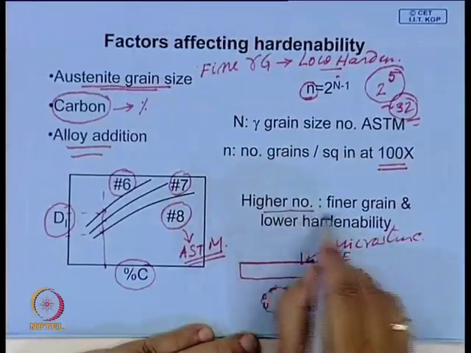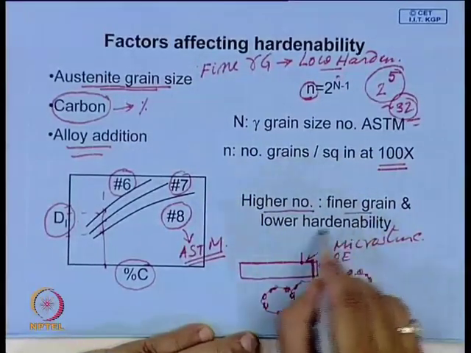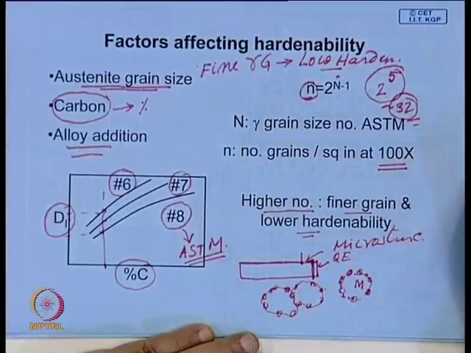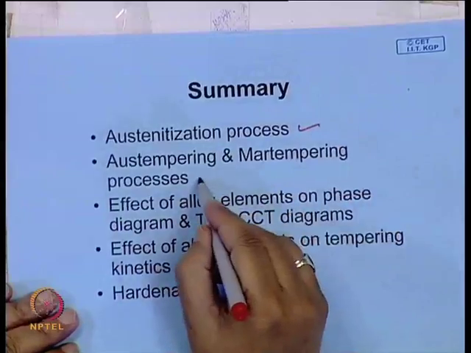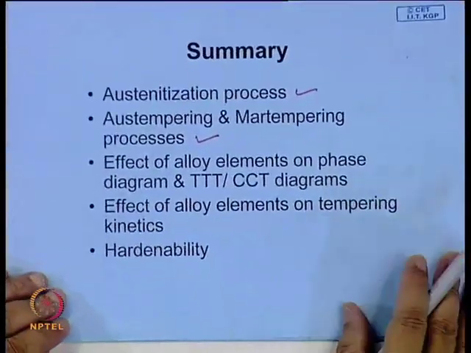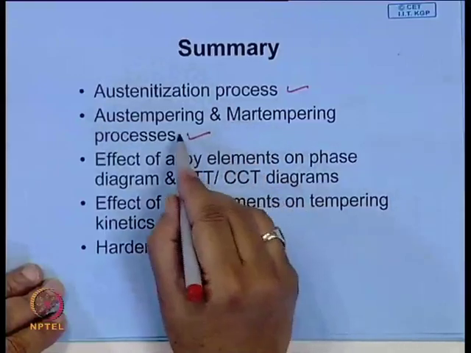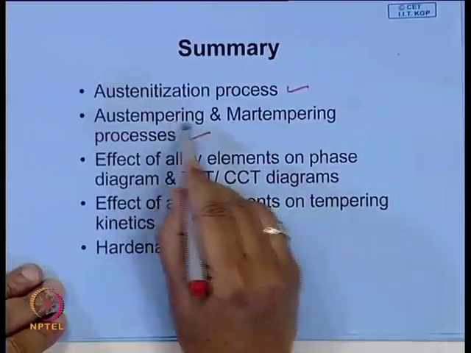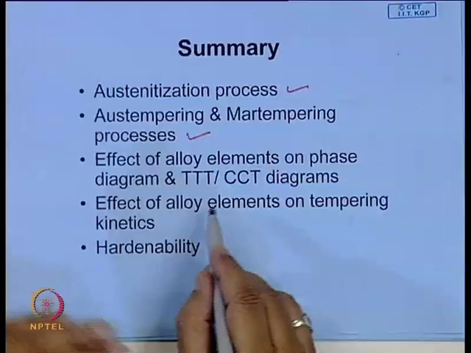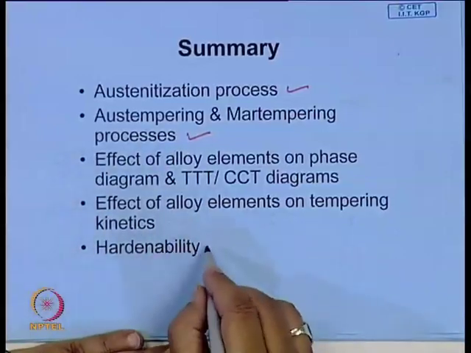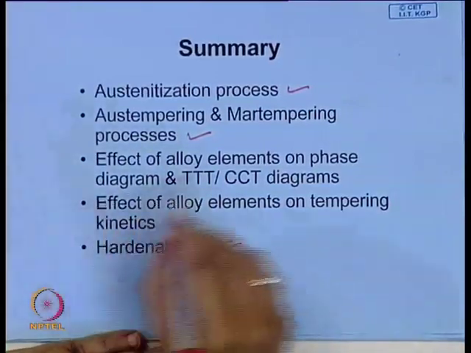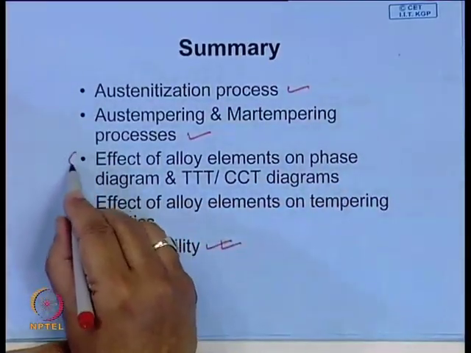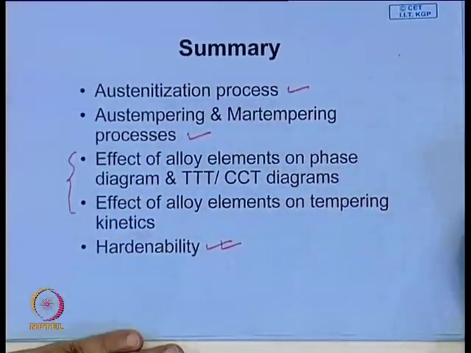So, this is where it is written that a finer austenite grain size has lower hardenability, but we always prefer fine austenite grain. So, just to sum up, what we have covered today is the austenitization process. We looked at two important isothermal heat treatment procedures, austempering and martempering. We have looked at hardenability in a little detail. I think what we missed, maybe we will consider this in the next class. Thank you very much.